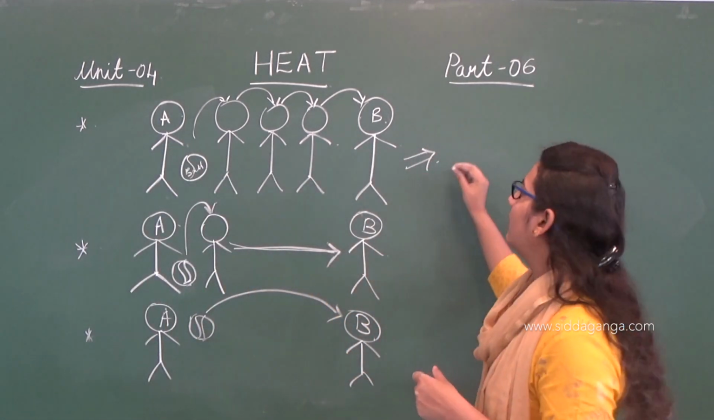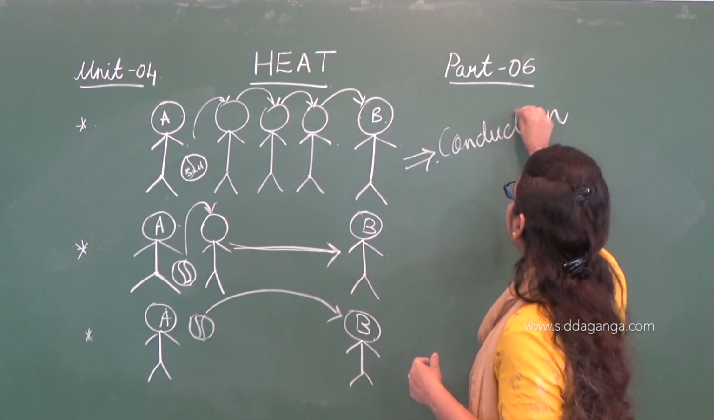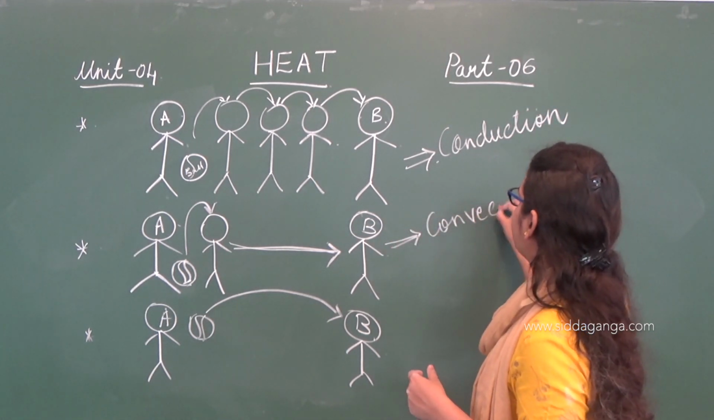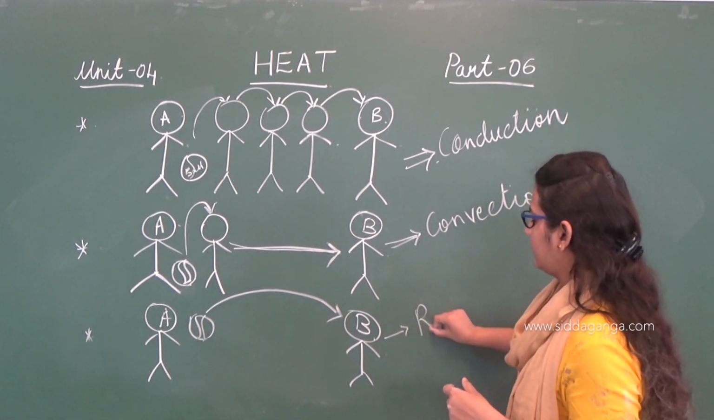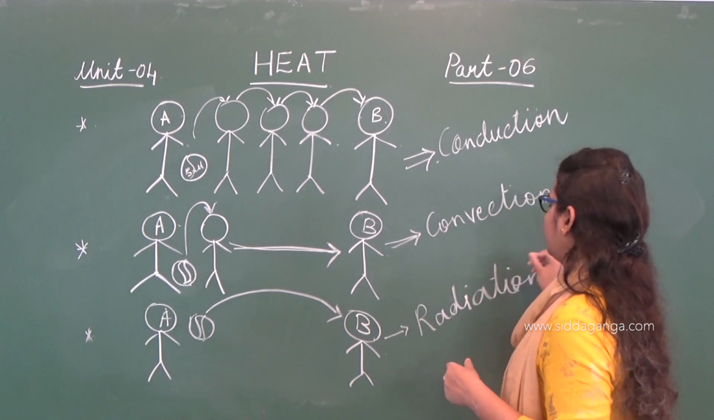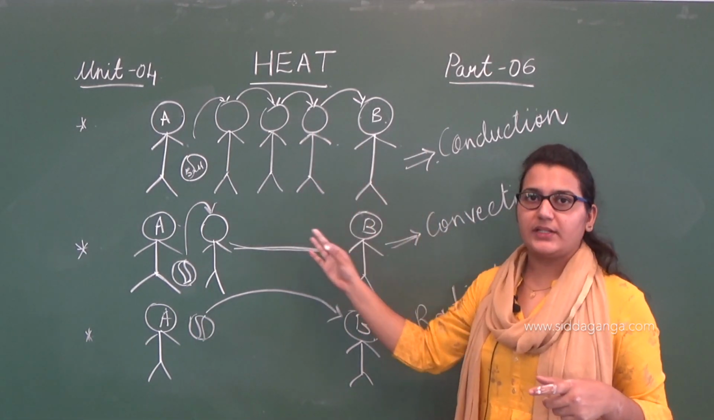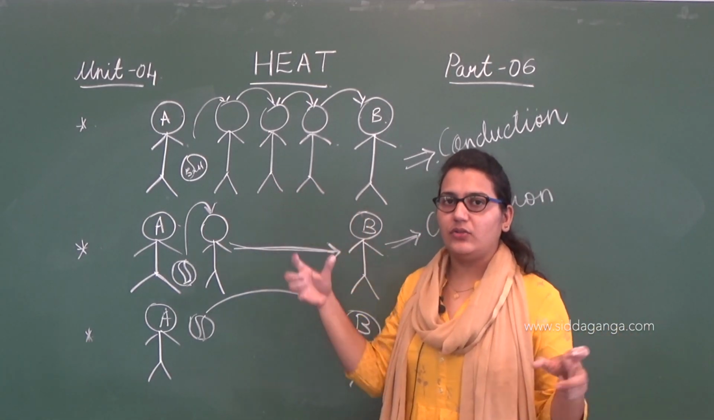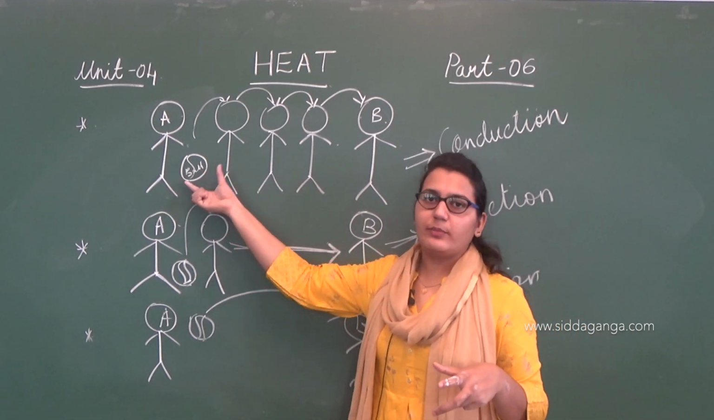So this is the conduction, and this is the convection, and this is the radiation. Understood, right? In conduction what happens? There won't be any movement of particles. Only the particles are compactly attached. Only the heat transfers from one part to the other.